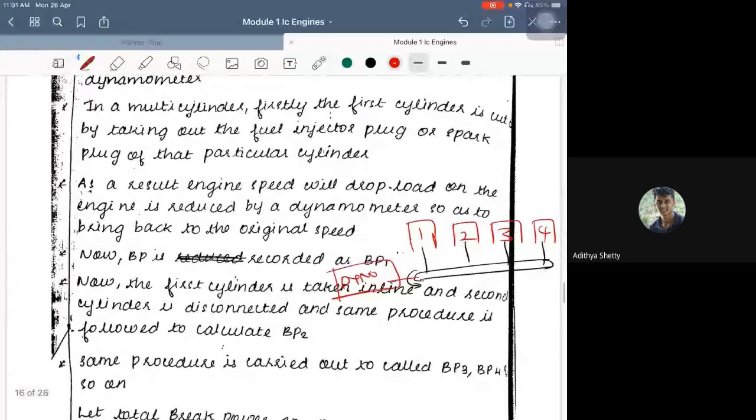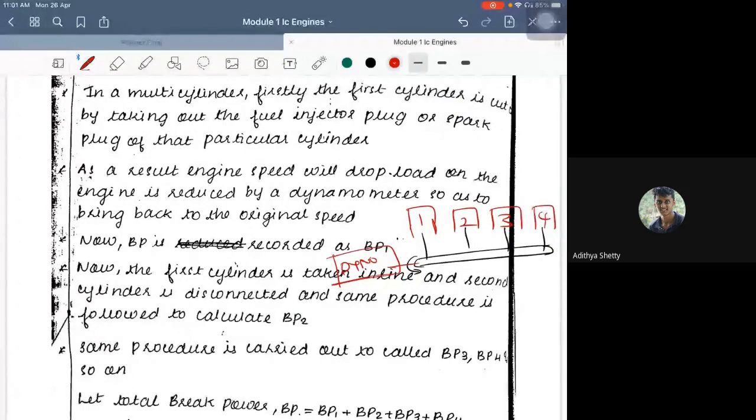In a multi-cylinder engine, first all four cylinders are kept running, and you note down the reading of the dynamometer. Firstly, the first cylinder is cut off by taking out the fuel injector plug. For every cylinder there will be a plug. So in the first step, you cut off cylinder number one. As a result, the engine speed will drop, isn't it? It is then brought back to its original speed using the dynamometer. The BP calculated using the dynamometer is taken as the value of BP1.